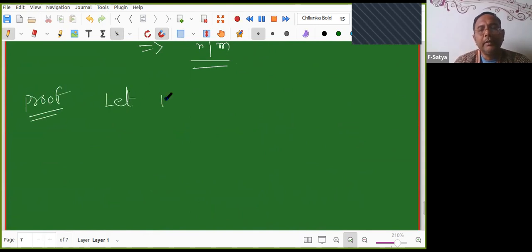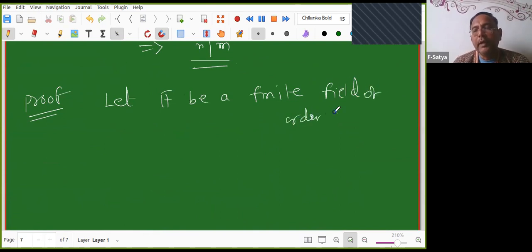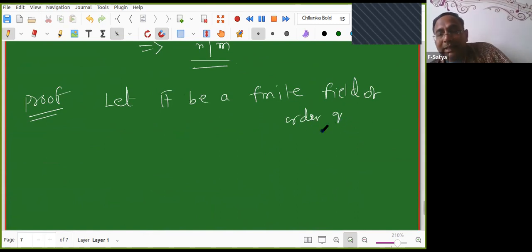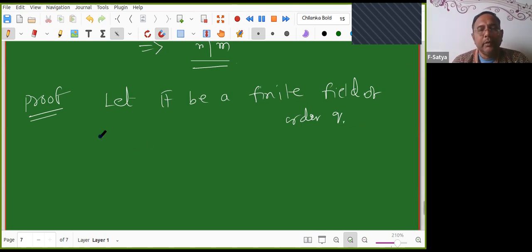Let F be a finite field. Here, I do not need to know how many elements there are. Let us say it is of order q. Later we prove that q is actually a prime power, but at this juncture I do not need that. So what is the cardinality of the multiplicative group? It is equal to q minus 1. Claim: it is cyclic.